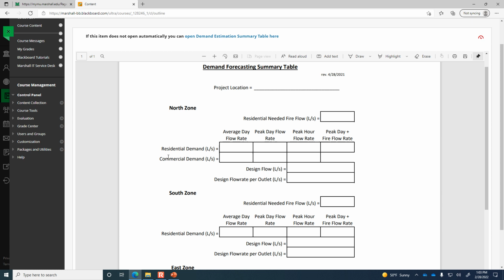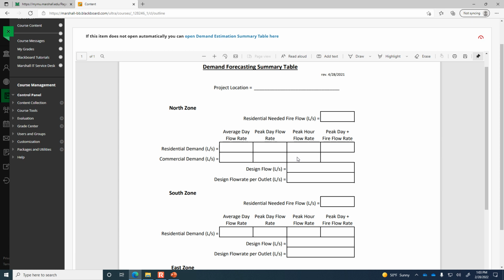And then what you need to do is figure out how much water the average person is going to use on the average day. And then there's the peaking factors. The peak day to the average day is 1.8, I think, and then 3.25 of the average day to find the peak hour. And then there's this column, peak day plus fire flow. And so the larger of the two, the larger of the peak hour or peak day plus fire, will be the design flow for the residential demands.